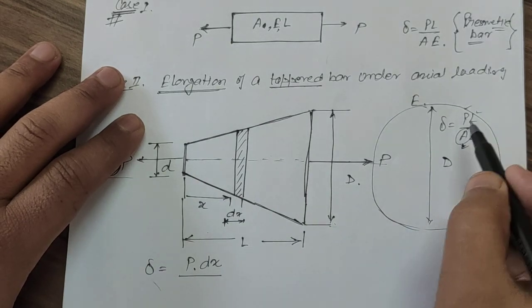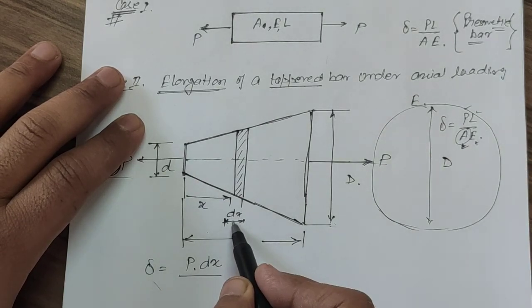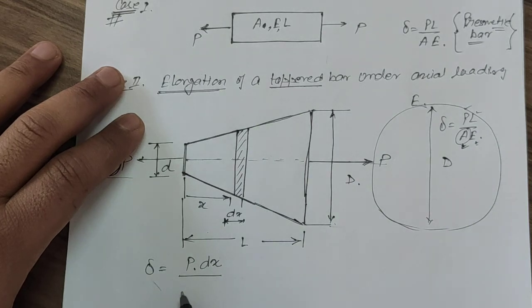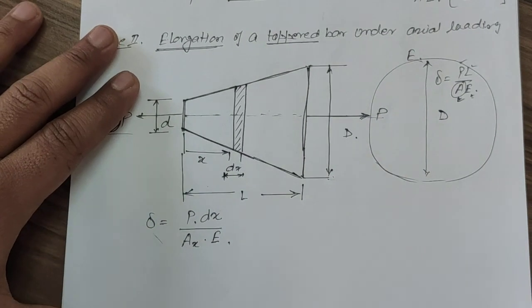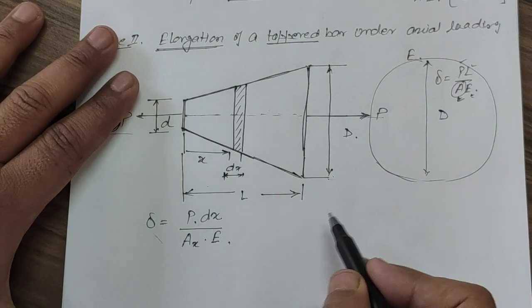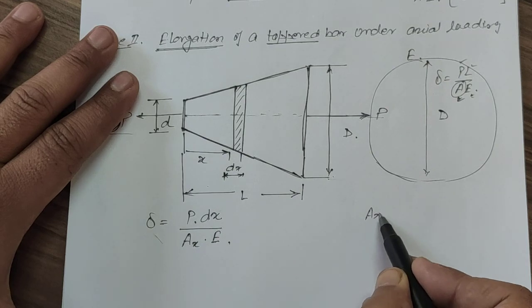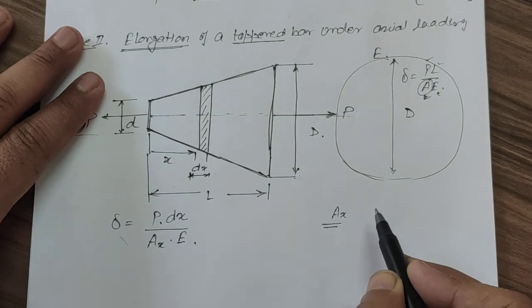How is L changed? Because the length of the element is now dx. So del equals P dx divided by area, let's say area is Ax, multiplied by E. Now we have to calculate Ax.